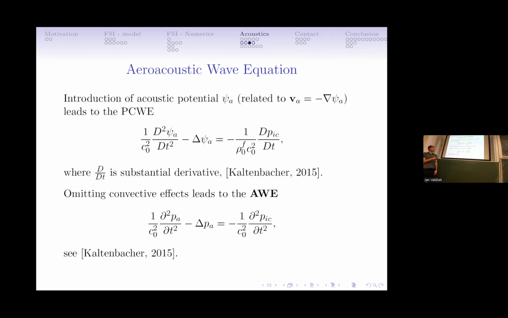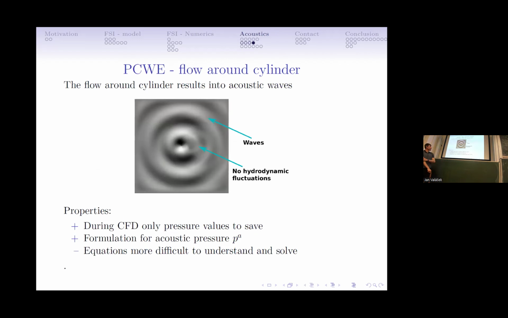However, if we omit this influence of the background flow on the acoustic propagation, which is also quite a reasonable approach for low Mach numbers, we end up with this aeroacoustic wave equation, where on the left hand side we have again the wave operator taking the acoustic pressure as the unknown, and on the right hand side just the second time derivative of the incompressible pressure component. So this is our second model we are concerned with.